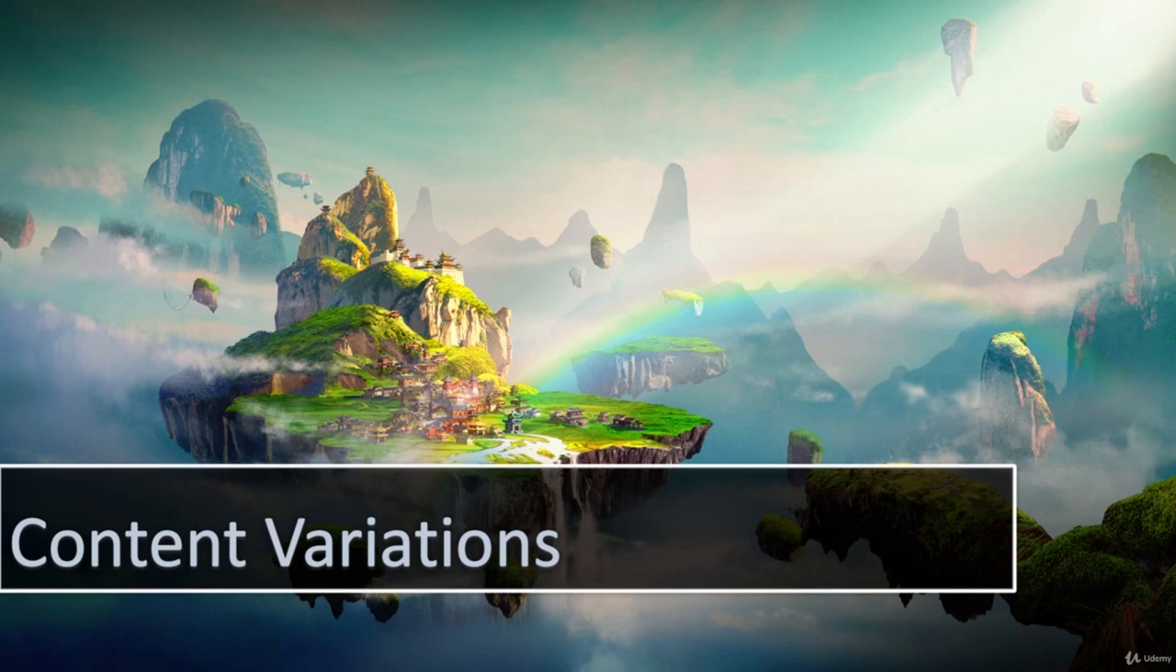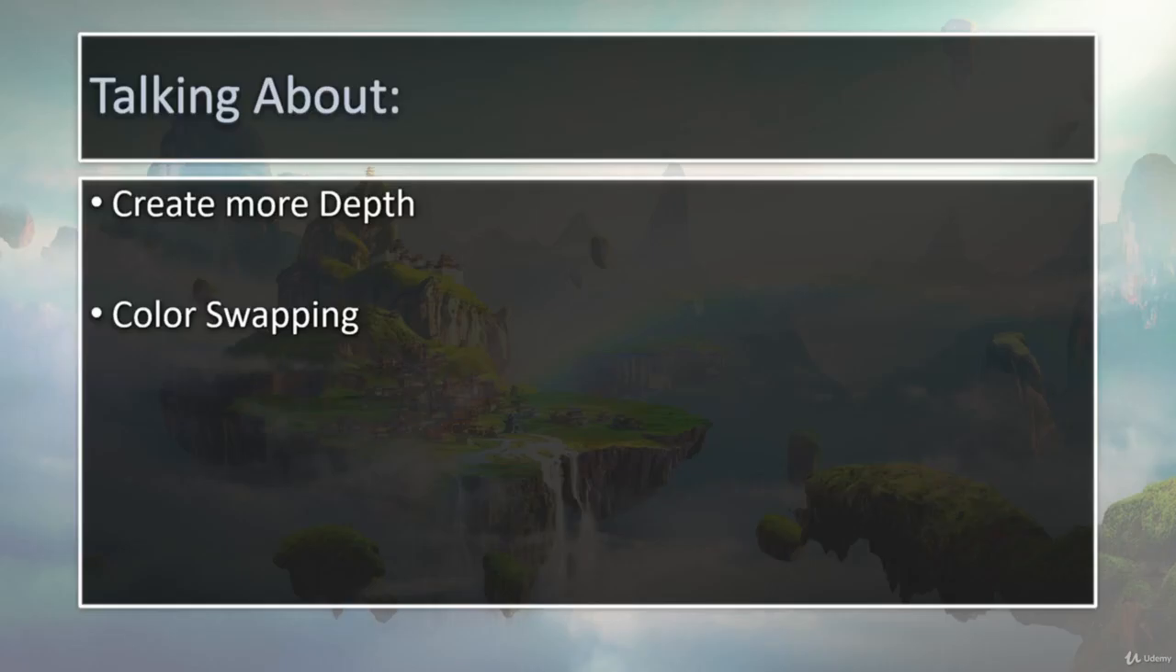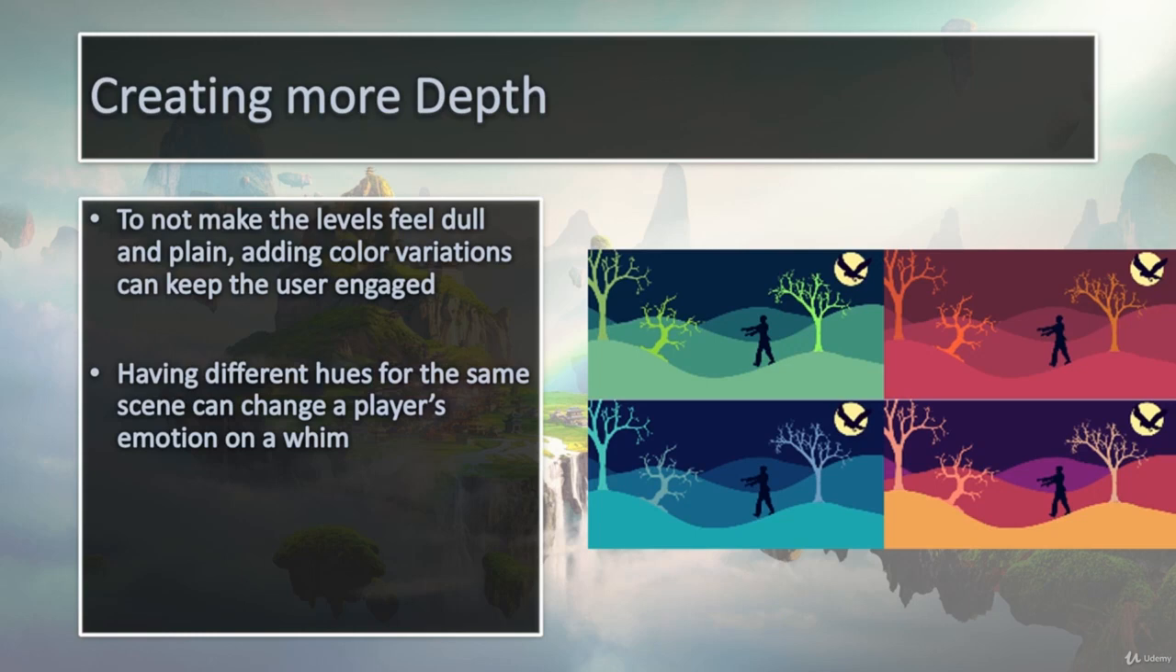So in this one I'm going to be talking about content variations when it comes to color. So I'm going to be talking about how to basically create more depth, and color swapping, and how it's used today. When it comes to creating more depth, in order to not make the levels feel boring and plain, adding color variations can always keep the user engaged. Having different hues for the same scene can change a player's emotion on a whim.